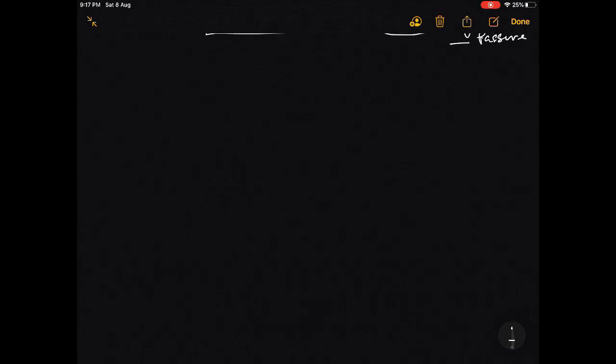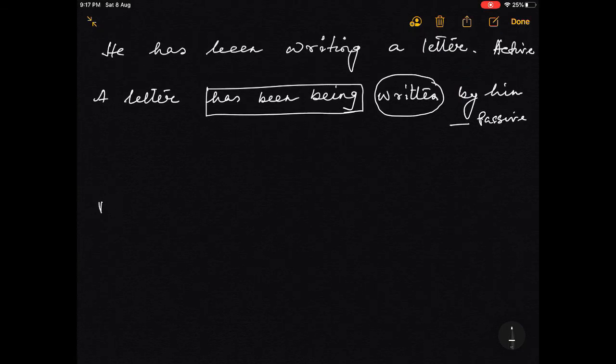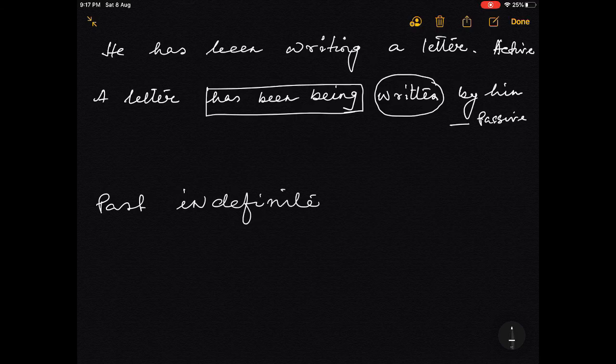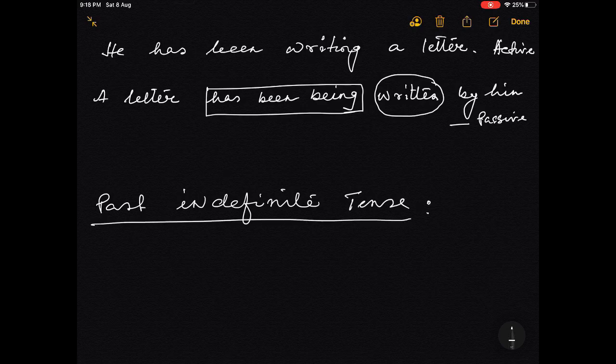Now past indefinite tense. Past indefinite tense, auxiliary. In present indefinite, the auxiliary was am or is or are. For this here it will be was, were. Take the same example in different forms.